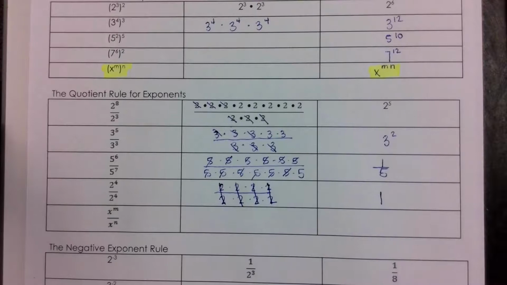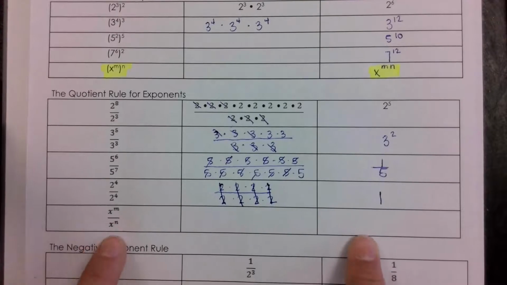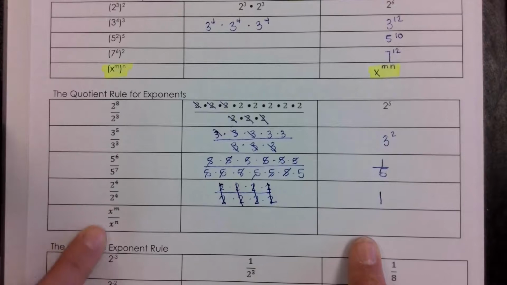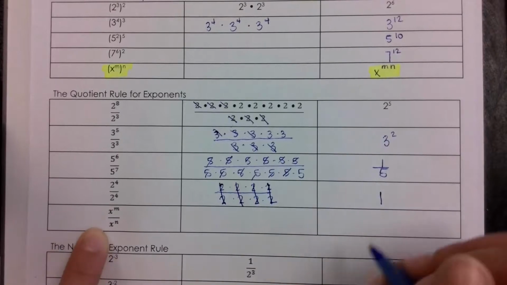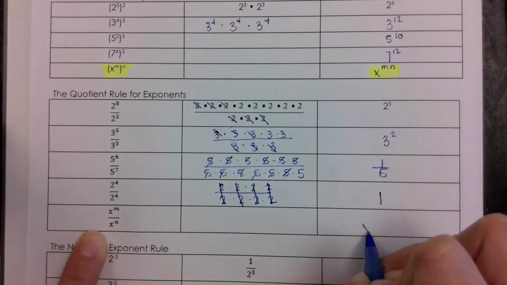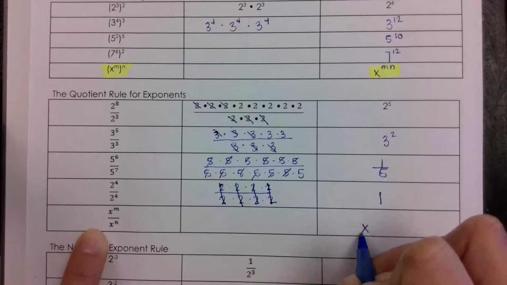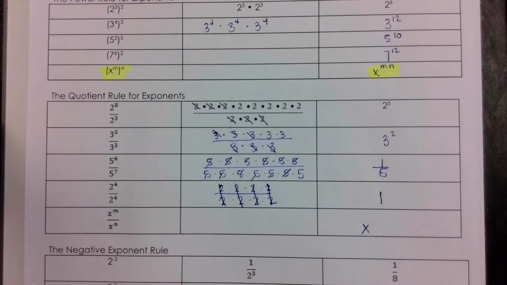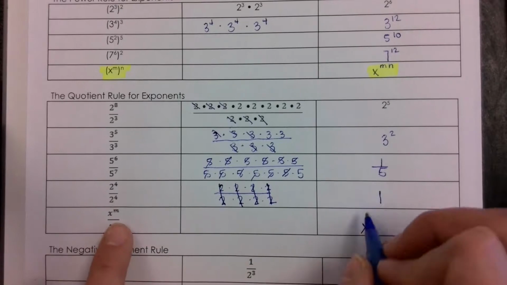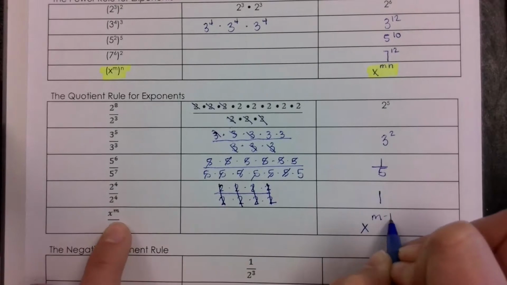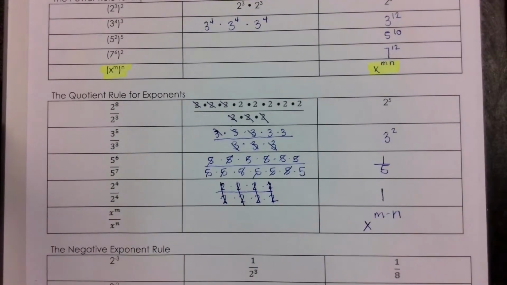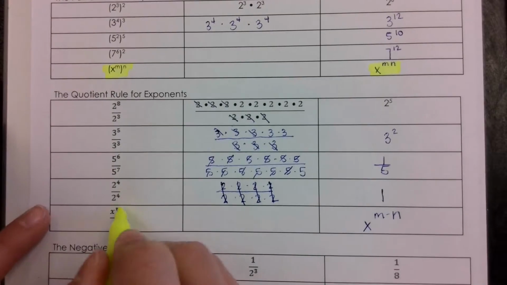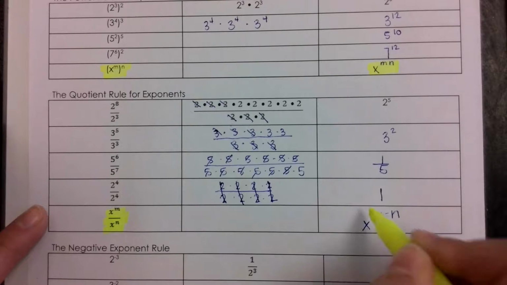So I'm going to write our rule over here. If we've got x to the m over x to the n, what is that going to be? What did we say we do with our exponents? So m minus n. Is that okay? So that's our rule when you're dividing terms with like bases. So I would highlight those. That's what we're going to need in a minute.